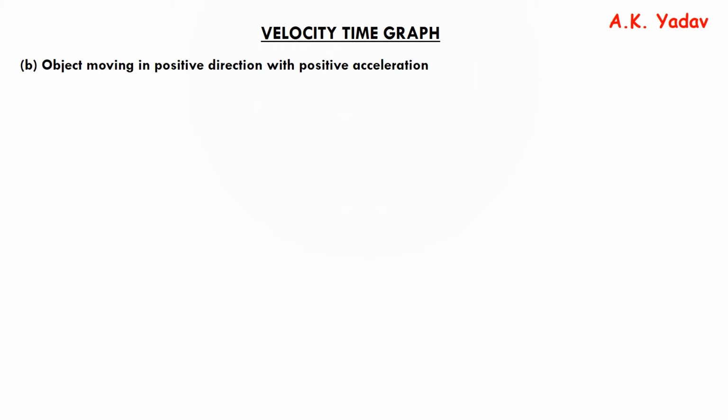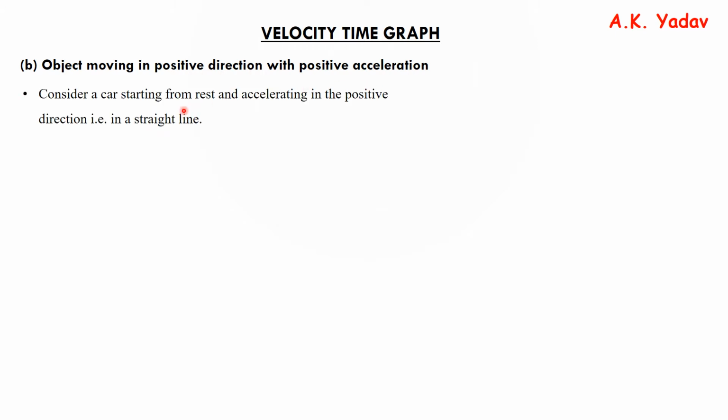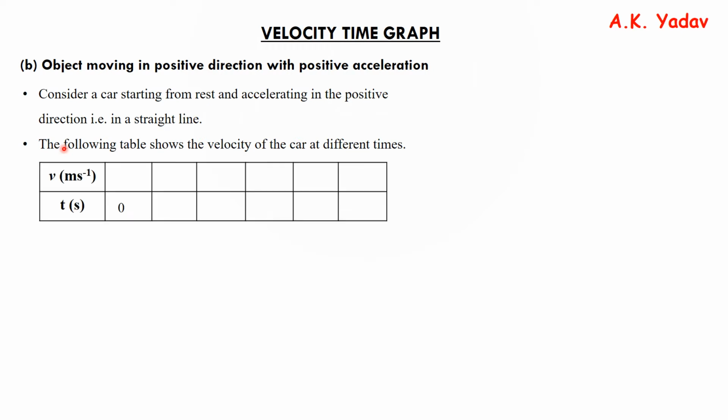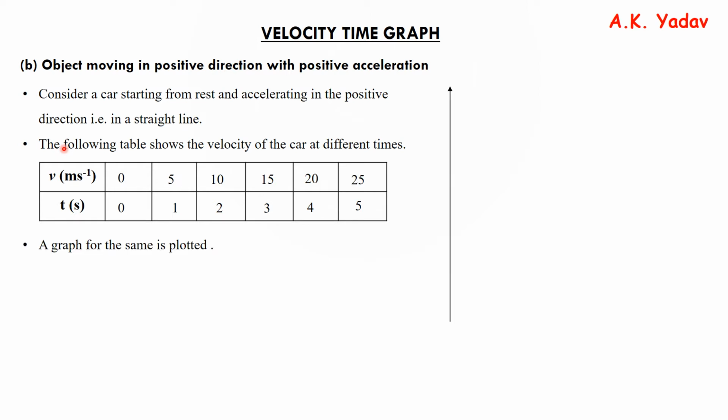Let's move to case 2, object moving in the positive direction with positive acceleration. Consider a car starting from rest and accelerating in the positive direction, that is, in the straight line in which we are doing the observation. The following table shows the velocity of the car at different times. When time is 0, velocity is 0. When time is 1, velocity 5; 2, 10; 3, 15; 4, 20; and 5, 25.